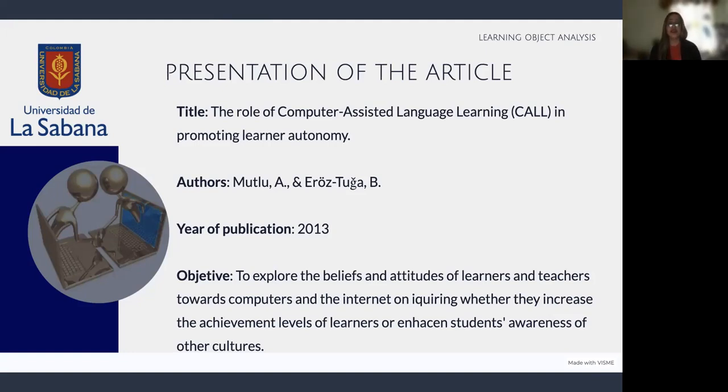The main objective of this article was to explore beliefs and attitudes of learners and teachers toward computers and the internet in language acquisition, whether they increase the achievement levels of learning or enhance student awareness of other cultures. The purpose mainly was to utilize language learning environments equipped with technology to develop learning autonomy. There are 4 behavioral indicators of autonomy: using language learning strategies, a high motivation level to learn the English language, taking responsibility for their own learning, and continuing English learning study outside of class.